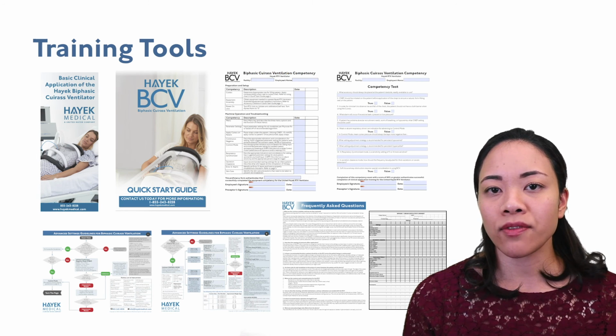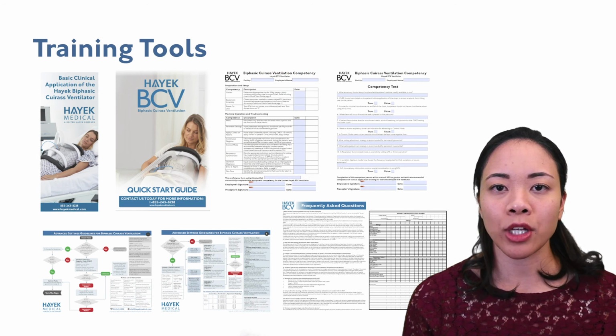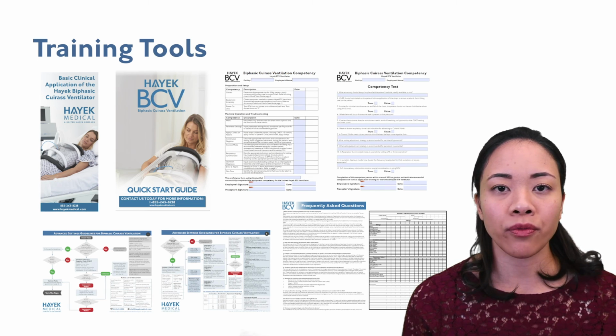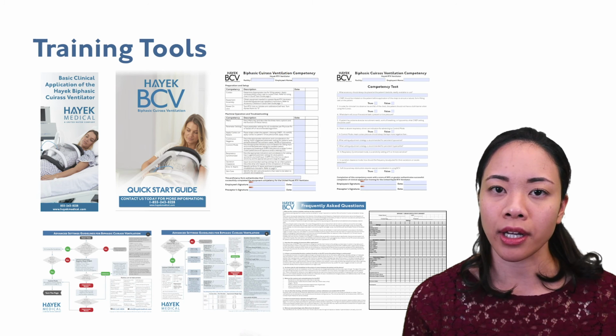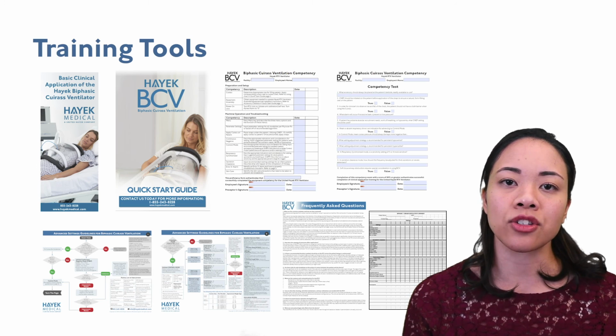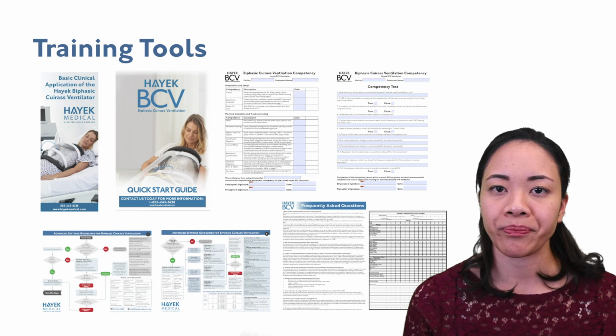Number 1 is a BCV pocket guide. Number 2, a BCV quick start guide. Number 3, an advanced algorithm. Number 4, a competency test and checkoff. Number 5 is BCV frequently asked questions. And number 6 is a documentation flowsheet example.